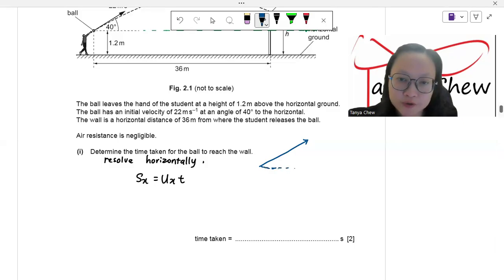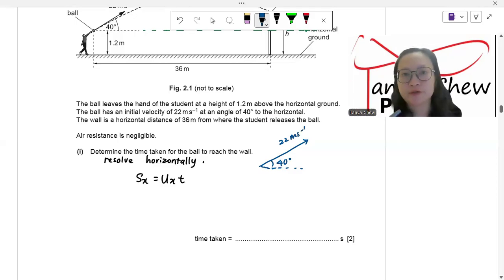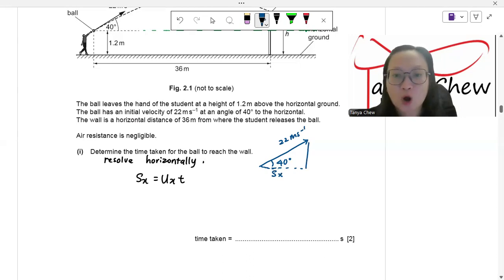40 degrees to the horizontal, and the initial speed is 22 meters per second. I want to resolve my initial velocity into the x direction. So how do I go about it? This is Ux, so I use cos theta. Cos 40 is equal to Ux over 22. Therefore, Ux is equal to 22 cos 40 degrees.